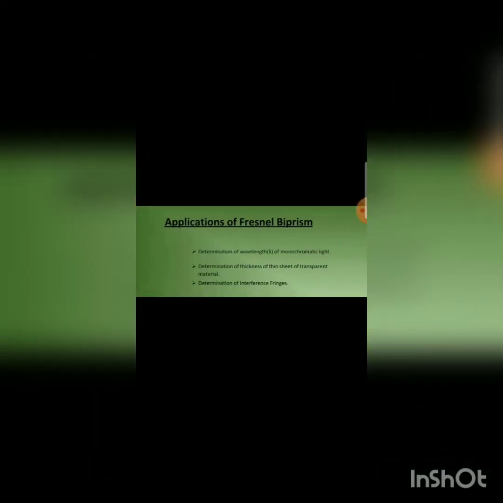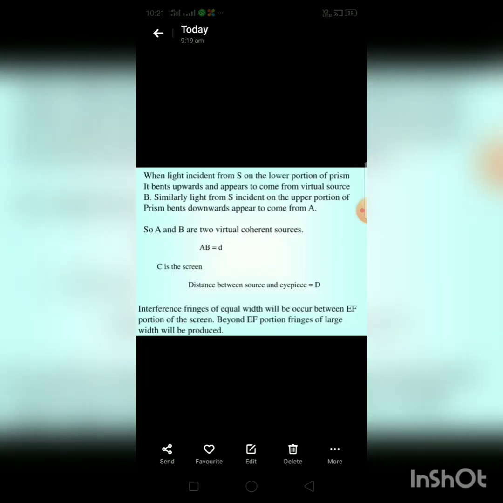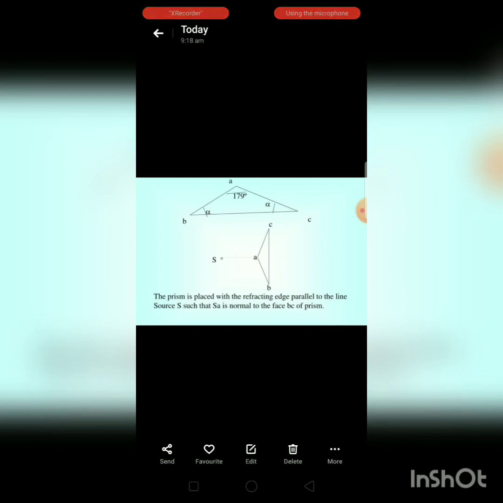What we did in this class is learn what a Fresnel biprism is. With the help of the Fresnel biprism, we calculate the wavelength of monochromatic light. It is mainly helpful for finding the fringe width and the thickness of a sheet, and also for calculating the wavelength of monochromatic light. Please remember how many prisms are used and what the interior angles are. Keep all of these in your mind.